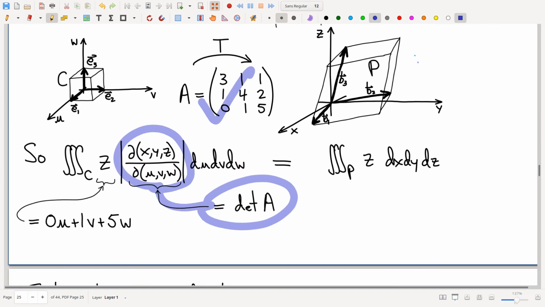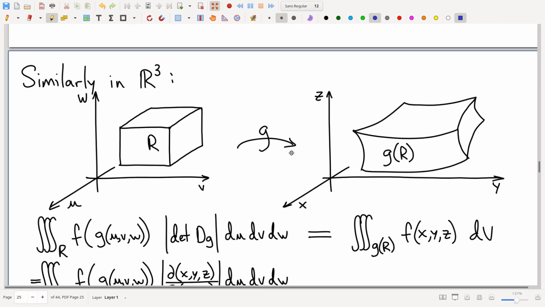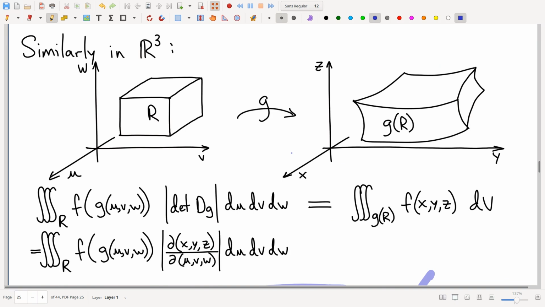How we doing? Everybody on board? Great trick. So, again, three-dimensional change of variables, pretty much the same as two-dimensional.